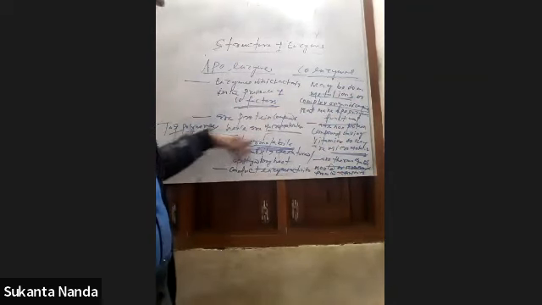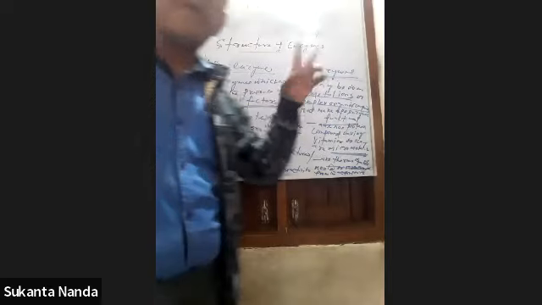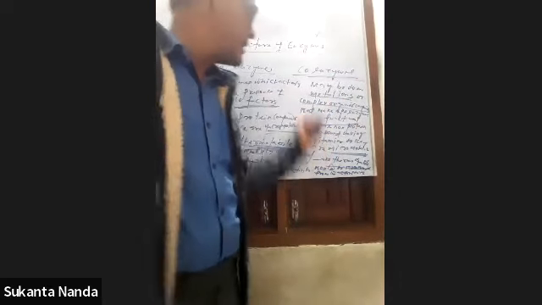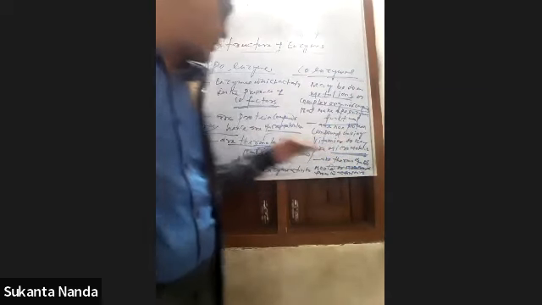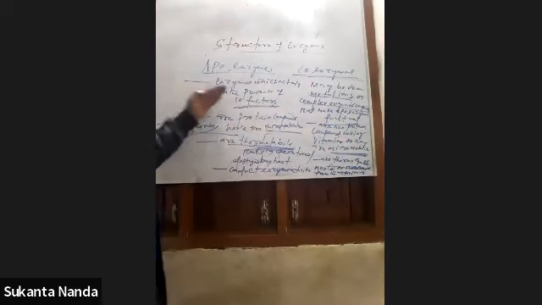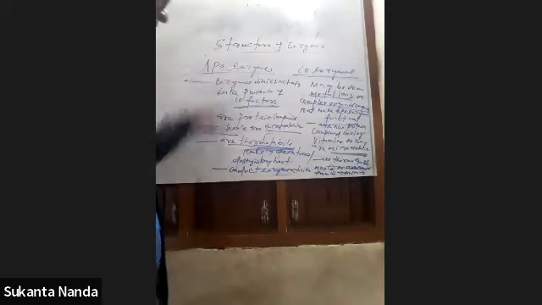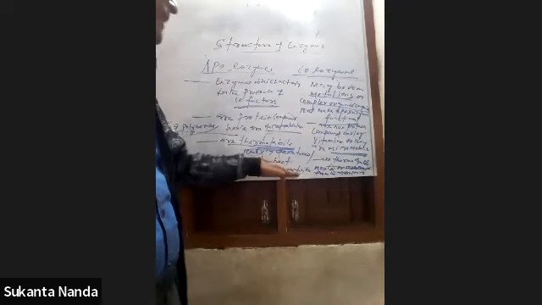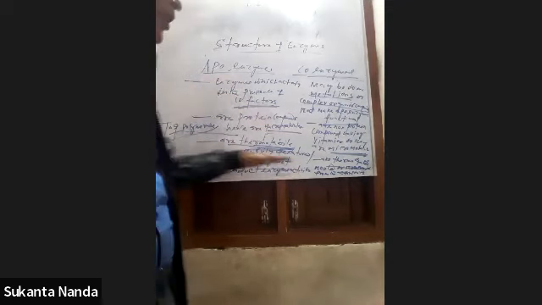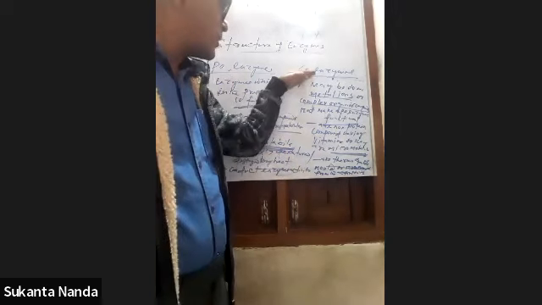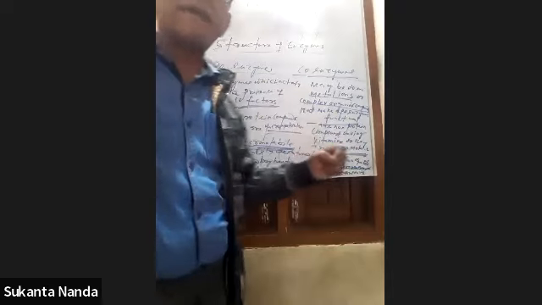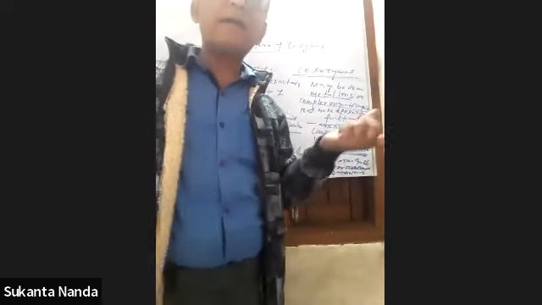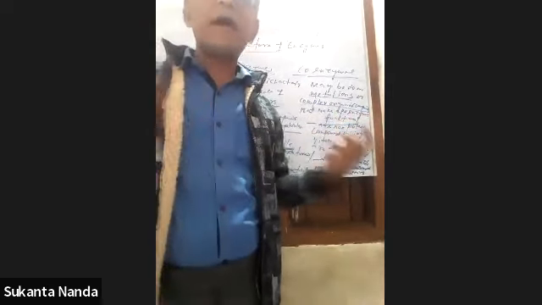Third point is that apoenzymes are thermolabile. That means they can be denatured or destroyed by heat, but coenzymes are thermostable. Fourth point is that apoenzymes conduct enzyme activities, but coenzymes mold the activities or remove from the activities.